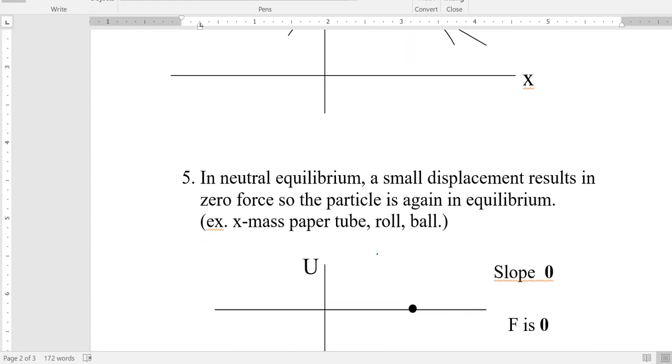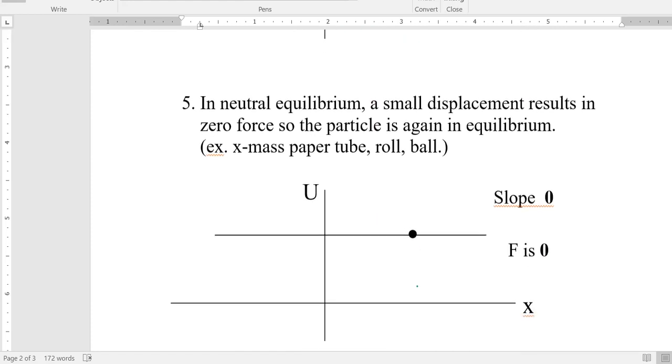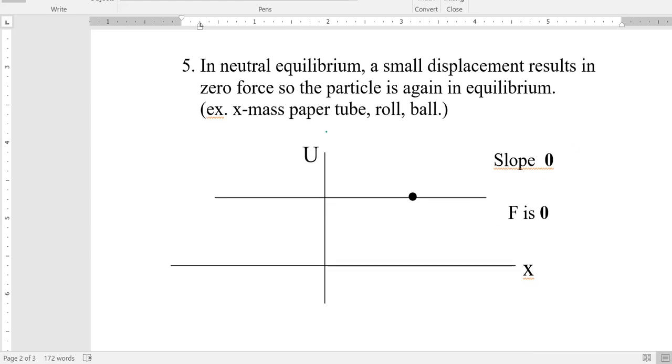The third type of equilibrium is called neutral equilibrium. That's where a small displacement results in a zero force. So the particle is again at equilibrium. So basically, anything rolling along on a level floor would be a good example of neutral equilibrium. So this ball, if I let it go, it's not going to accelerate left or right. If it's moving left, it'll continue moving left at a constant velocity. It's not going to speed up or slow down anyway. So that's an example of neutral equilibrium.